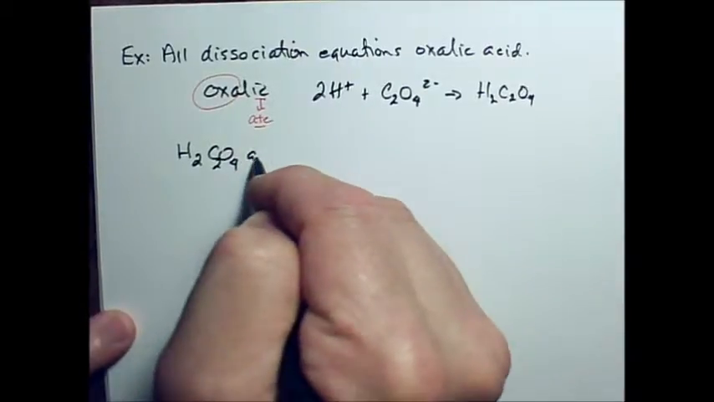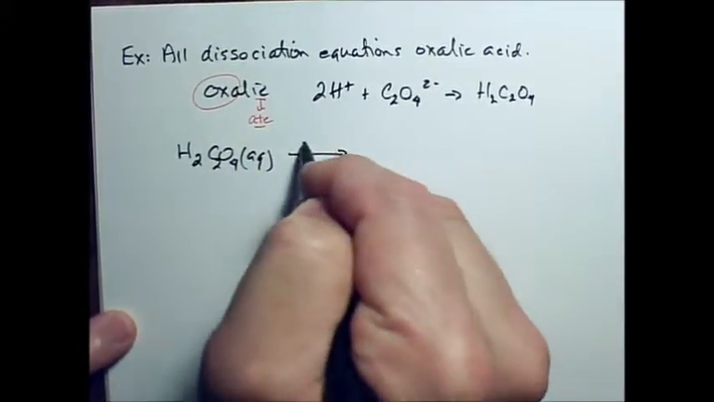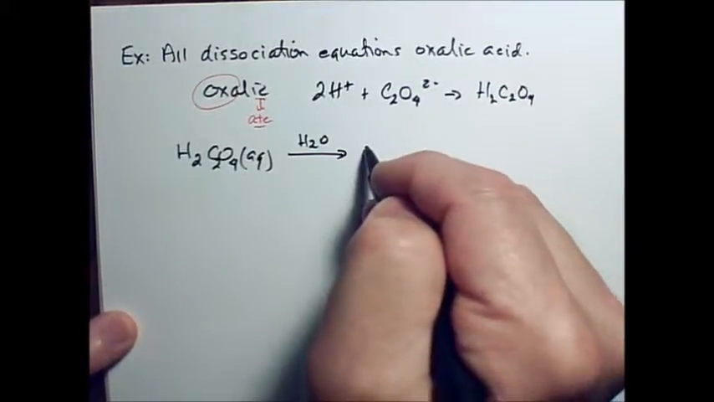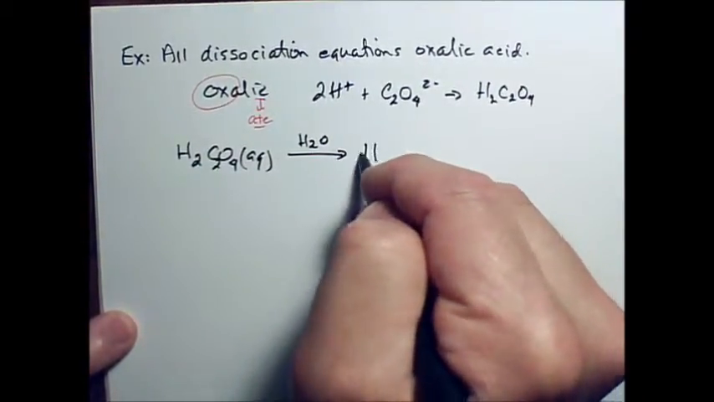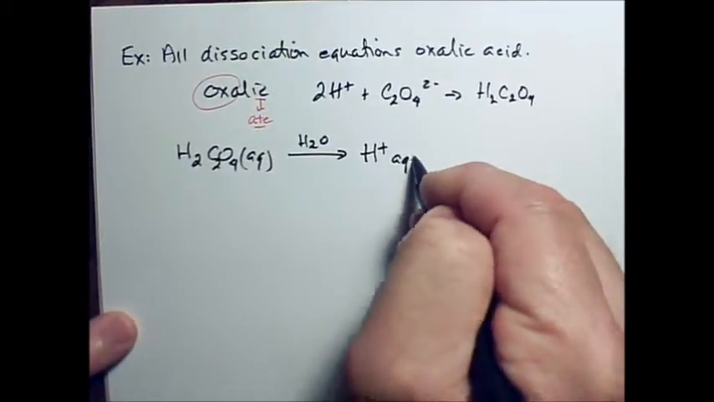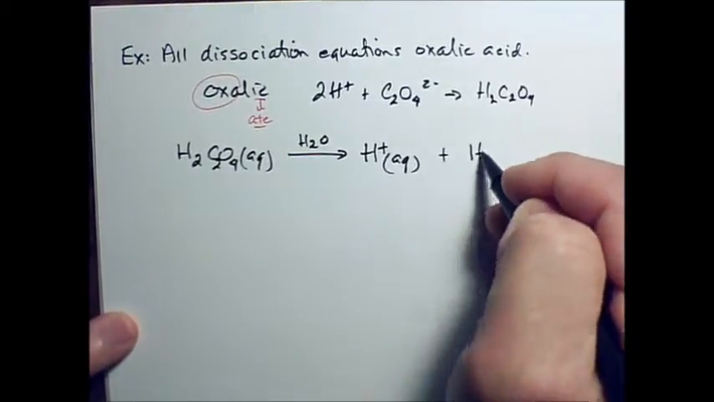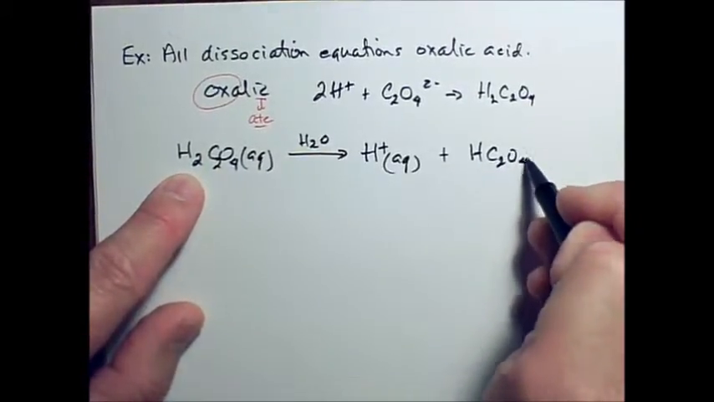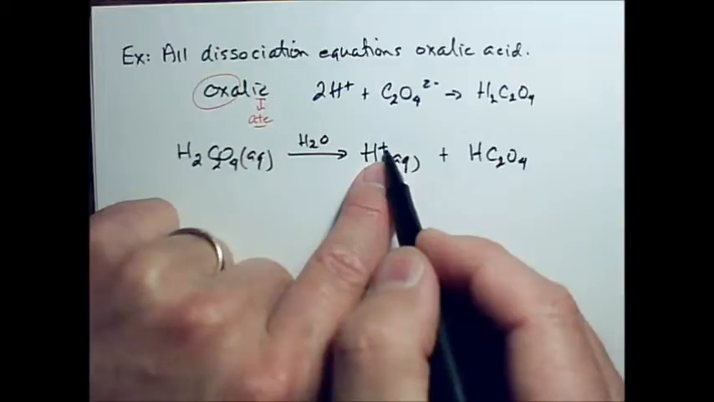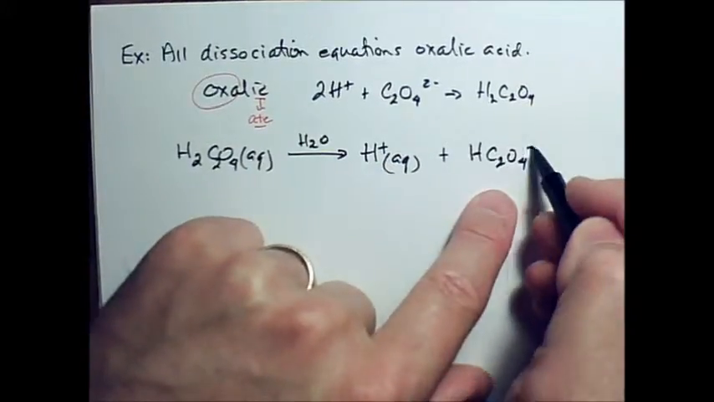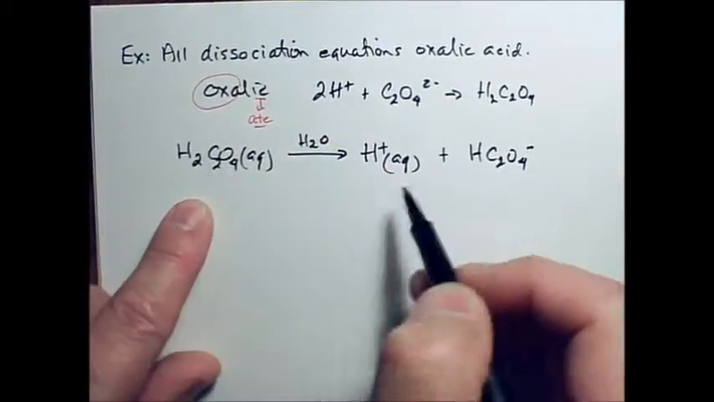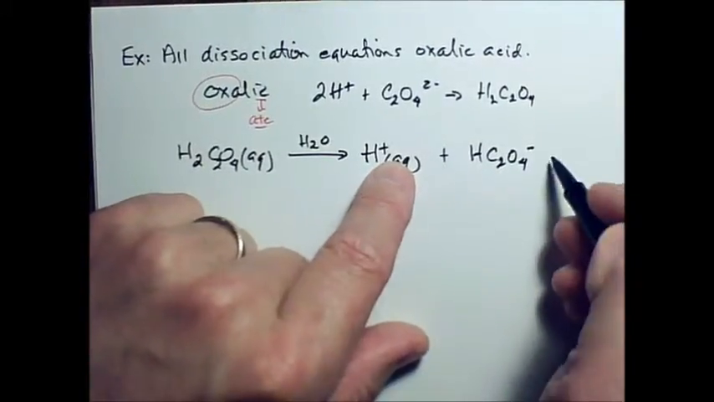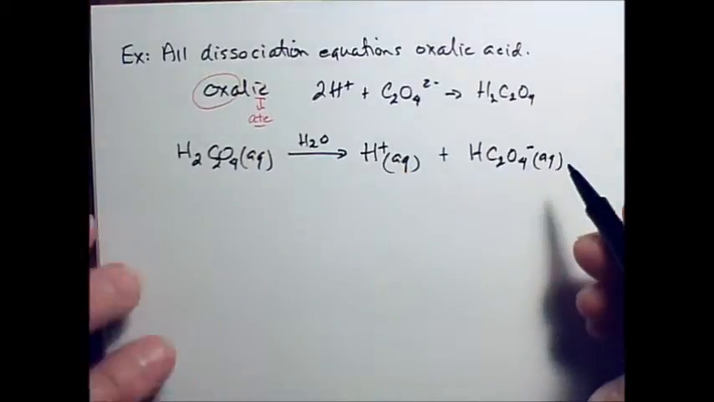H2C2O4. That means it dissociates in water, right? We're going to use water as the environment, but not include it in the equation for Arrhenius. So we'll get H plus, and we'll get, since I took off one hydrogen, I'm going to have one hydrogen left. Since I removed a positive charge, this particle must have a negative charge. Because this was 0, positive and negative makes 0, the charges have to work out like this. Okay? So there's the first dissociation.